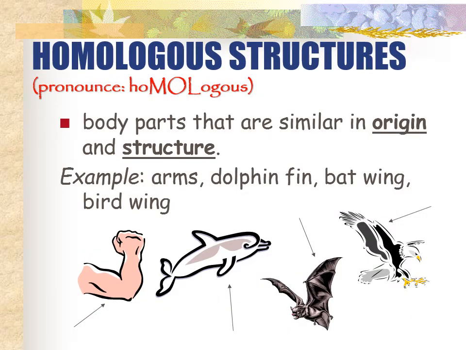First, we'll talk about homologous structures. We pronounce this with the emphasis on homologous structures. So these are just body parts that are similar in origin, like how they came about, and structure, what they look like and what they do. So for instance, comparing the arm, the fin of a dolphin, the wing of a bat, and the wing of a bird will tell us how similar those organisms are based on the similarities we see in structure.